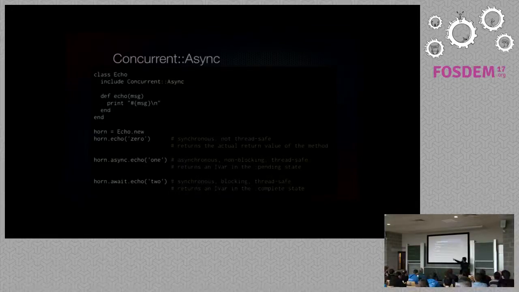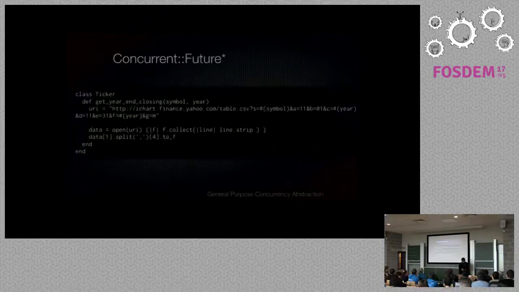So this async and await are inspired by the Erlang GenServer. Now you can call the method echo with horn.async.echo. This is non-blocking and thread safe. It returns an IVar. An IVar is a type of class object in a pending state, and await is actually synchronous. It waits until it gets the result, and it's also thread safe. So there are 2 ways to call the methods. So that was one of the concurrency abstractions.